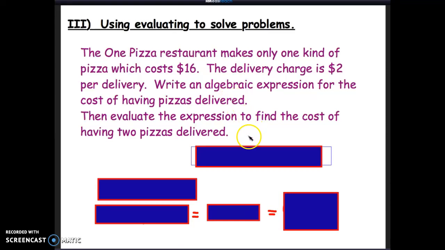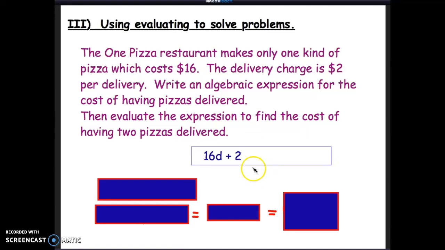Okay, so here's the logic that I went through. 1 pizza costs $16, 2 pizzas would be $32, 3 pizzas, and so forth. So the way you want to do this is you want to say, well, what's changing every time? What's varying? Well, it's going to be the number of pizzas, right? So I said 16 times D, which is the number of times it was delivered. So 16 for 1 delivery, 2 deliveries, 2 would go there, 3 deliveries would go there.